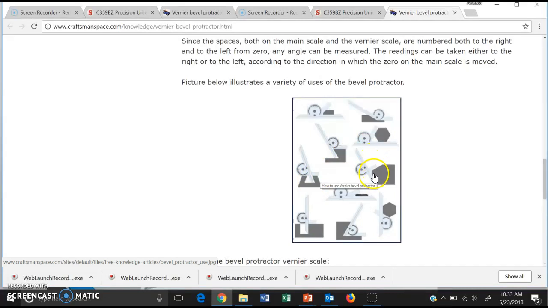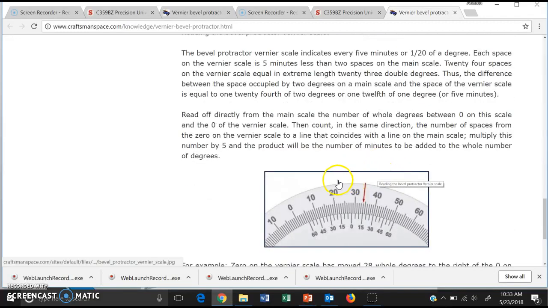You'll notice that the blade and the beam here are basically your reference planes in measuring that angle. So how do we read a vernier scale on a protractor? We're going to read it just the same way as we would on a vernier caliper or a vernier micrometer. Notice what we're first going to do is read the main graduations on the scale.